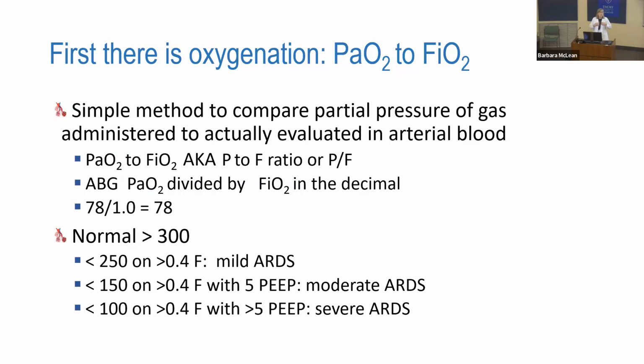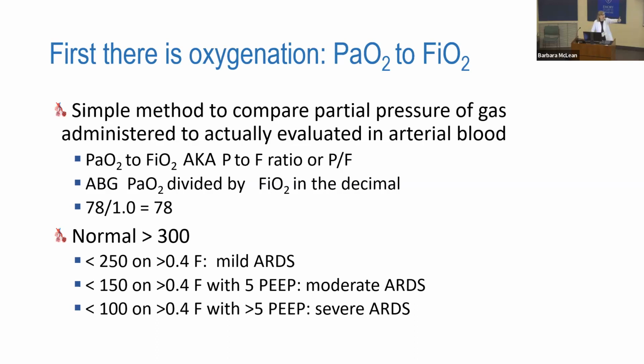No, normal P to F should be greater than 300, but for us, it's going to be somewhere between 400 and 500. If I have great lungs, I'm intubated, I come out of the OR, and somebody left me on 100% FiO2, my PO2 is probably going to be somewhere around 560, because I have good gas exchange and good blood flow, right? That's why you don't blow 100% at everybody, because they don't need it.